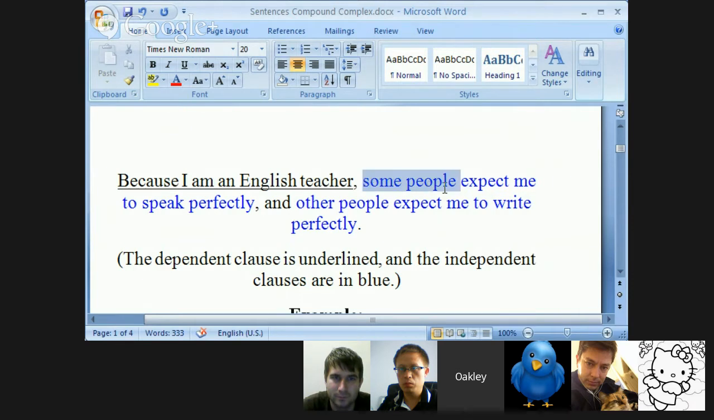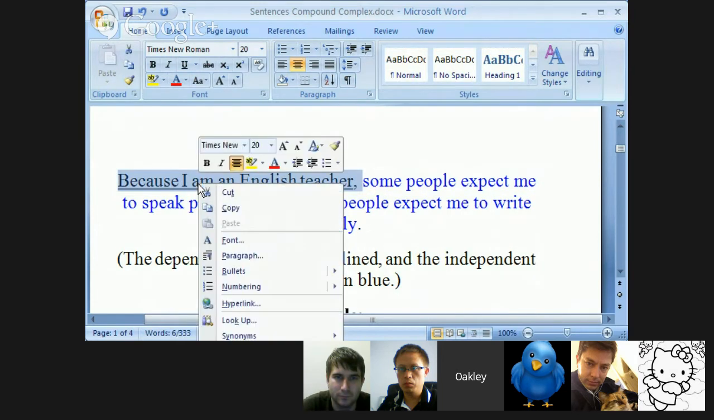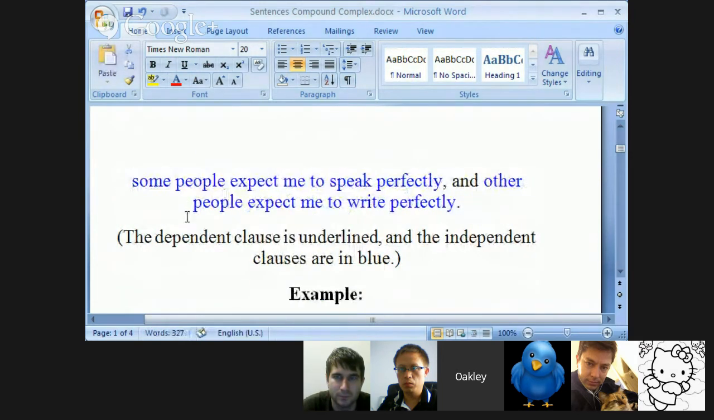Okay, the independent clauses then follow in blue. Again, we have a new subject and a verb: some people, subject, expect, the verb, and here we have an object, me, and then a prepositional phrase, to speak perfectly. Now, here is our comma and connector, which combines two independent clauses. In other words, if I were to remove the dependent clause because, let's just do that. Okay, what am I left with?